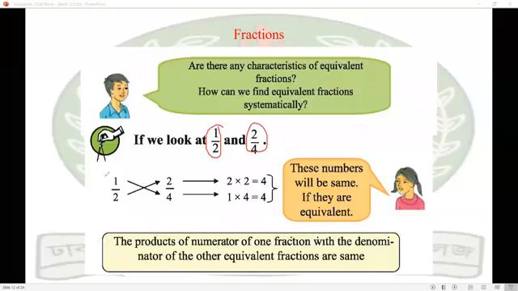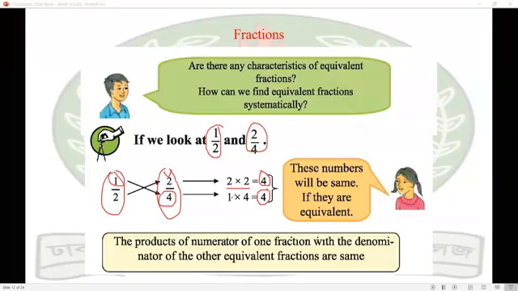At first you have to write it this way: half and 2 by 4. You have to multiply the denominator of one fraction and the numerator of the other fraction. That means 2 and 2. This 2 is the denominator of one fraction and this 2 is the numerator of the other fraction. So you multiply it, we get 4. And we again multiply the numerator of this fraction and the denominator of the other fraction. We also get 4. When you get the same value, you can say these two fractions are equivalent. In this way, we can identify the equivalent fraction.